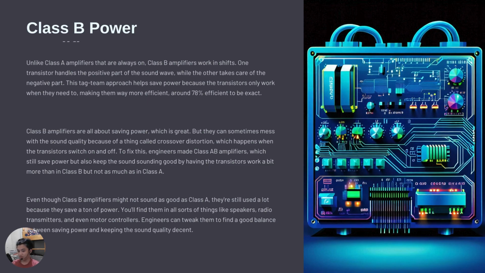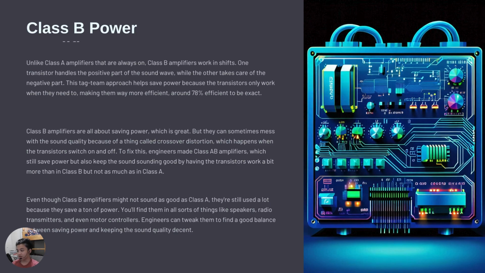Class B power amplifiers. Unlike Class A amplifiers that are always on, Class B amplifiers work on shifts. One transistor handles the positive part of the sound wave, while the other takes care of the negative part. This tag team approach helps save power because the transistors only work when they need to, making them way more efficient, around 78% efficient to be exact.